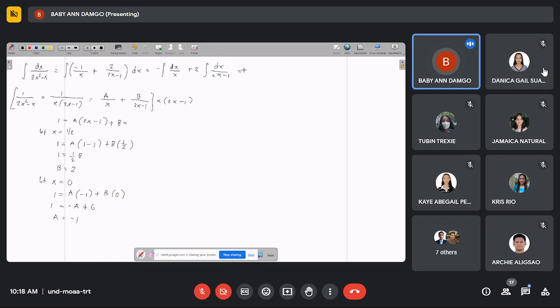Okay, so another practice. Now, integration of dx over x cubed plus 3x squared. Okay, so I will give you 10 minutes to solve this. Time check, it's 10:20, so come back at 10:30.